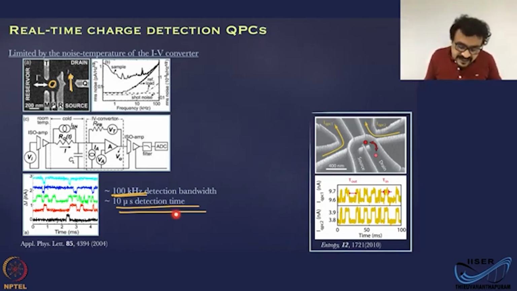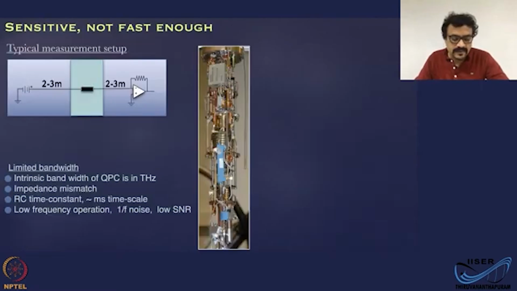The fastest reported, just by using a conventional quantum point contact channel, is something like 10 microseconds in detection time. That's what we have. Okay. Now, the question is, what is limiting the operation? That is the main question.